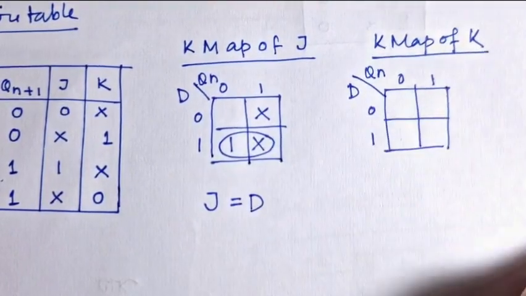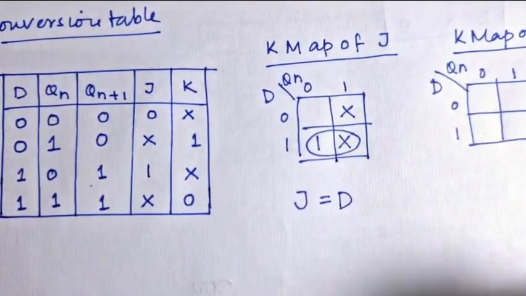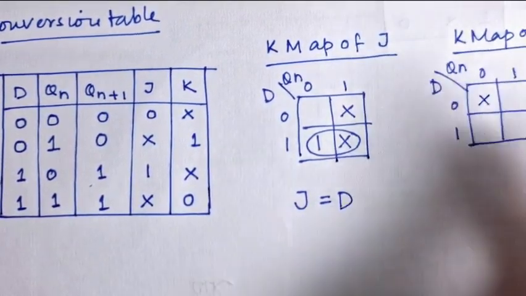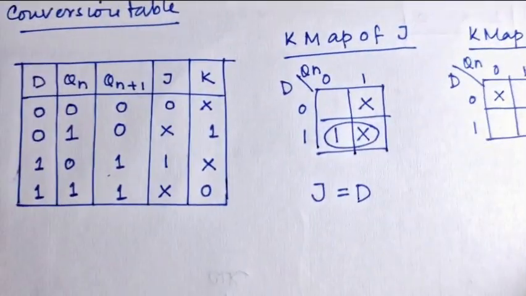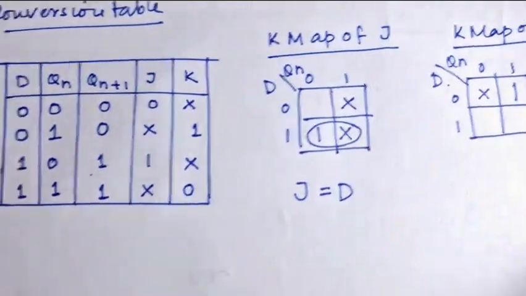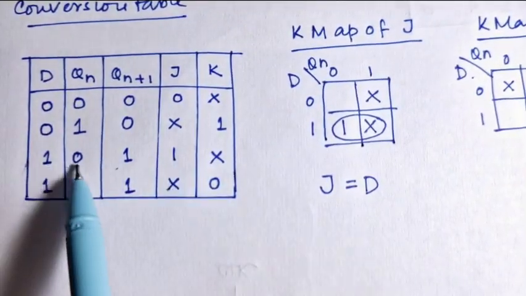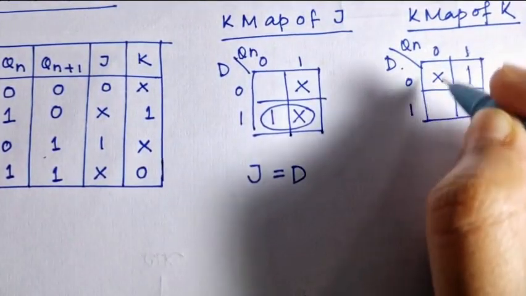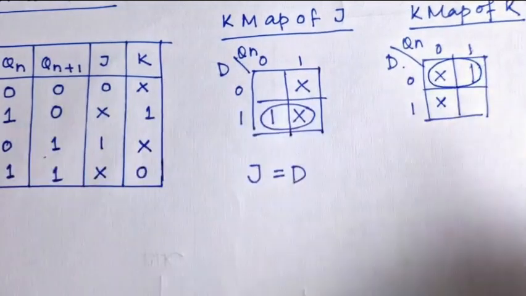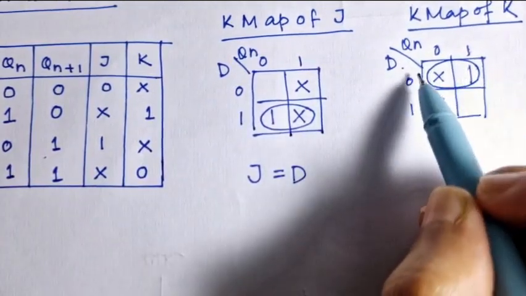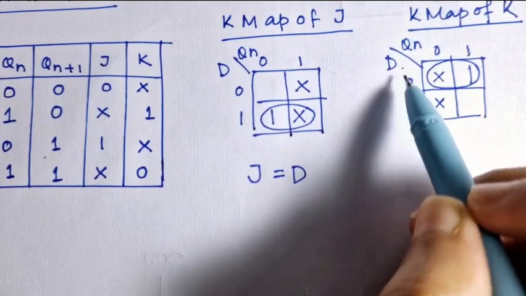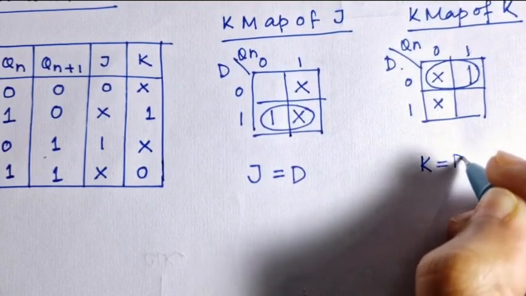Now the K-map of K. We will check the K column. For D 0 and Qn 0 there is a 1, for D 0 and Qn 1 a 1, and for D 1 and Qn 0 and Qn 1 there are don't cares. We will pair a loop including the 1s. Here the common value is 0 for both the cells, that is D bar. So K becomes D bar.